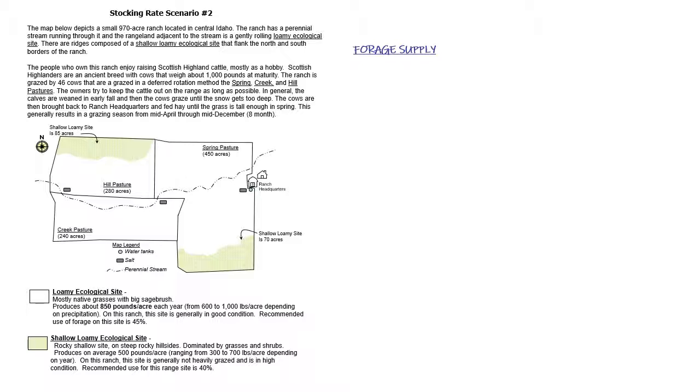And forage supply, the details are kind of given up here. It's a mix of the loamy ecological site, which is the lowlands in these two pastures. And there's also some shallow loamy ecological site, which is sort of the higher upland hillsides on the shales of the site. So let's first take a look at the spring pasture. I always like to lay out all the pastures, and that's your goal, is to figure out how much forage there is in each pasture.